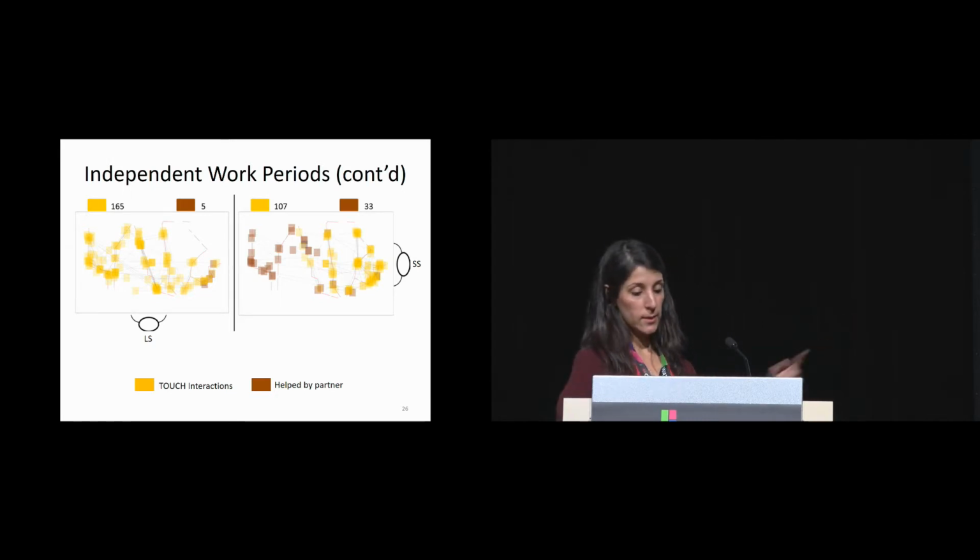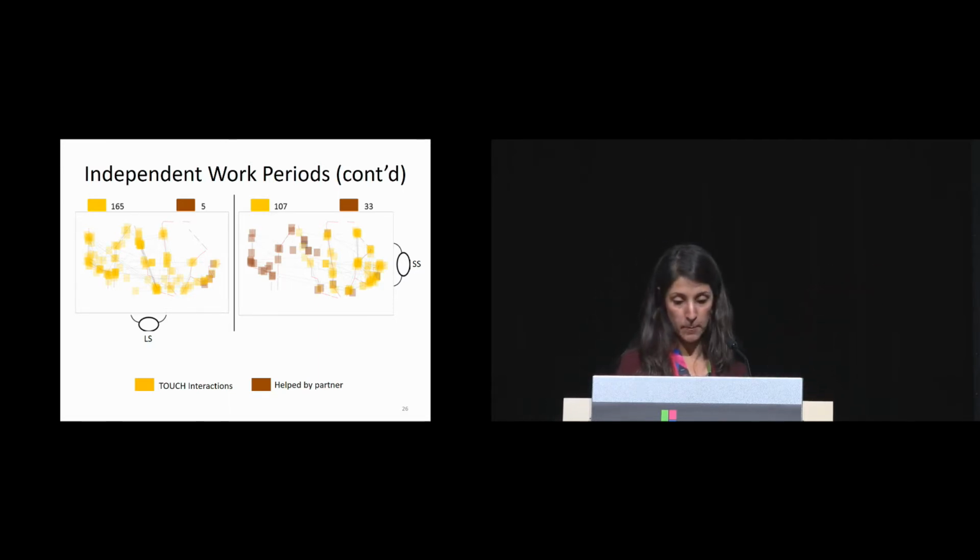So on your right side, it is not surprising to see that people that were seated on the short side of the table, that's the SS participant, they had to ask for a lot of help from their partner. And these are represented by the brown squares on the heat map.